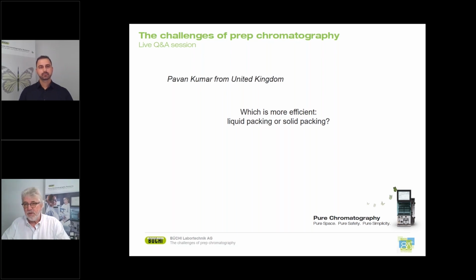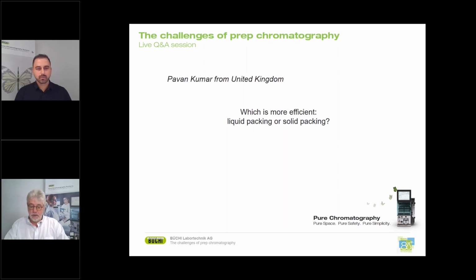If we go to HPLC columns, it's the inverse. It's always slurry packed, because the packing there really needs to be optimal, because typically we work with smaller particles, so we have to make sure about the quality of these columns.